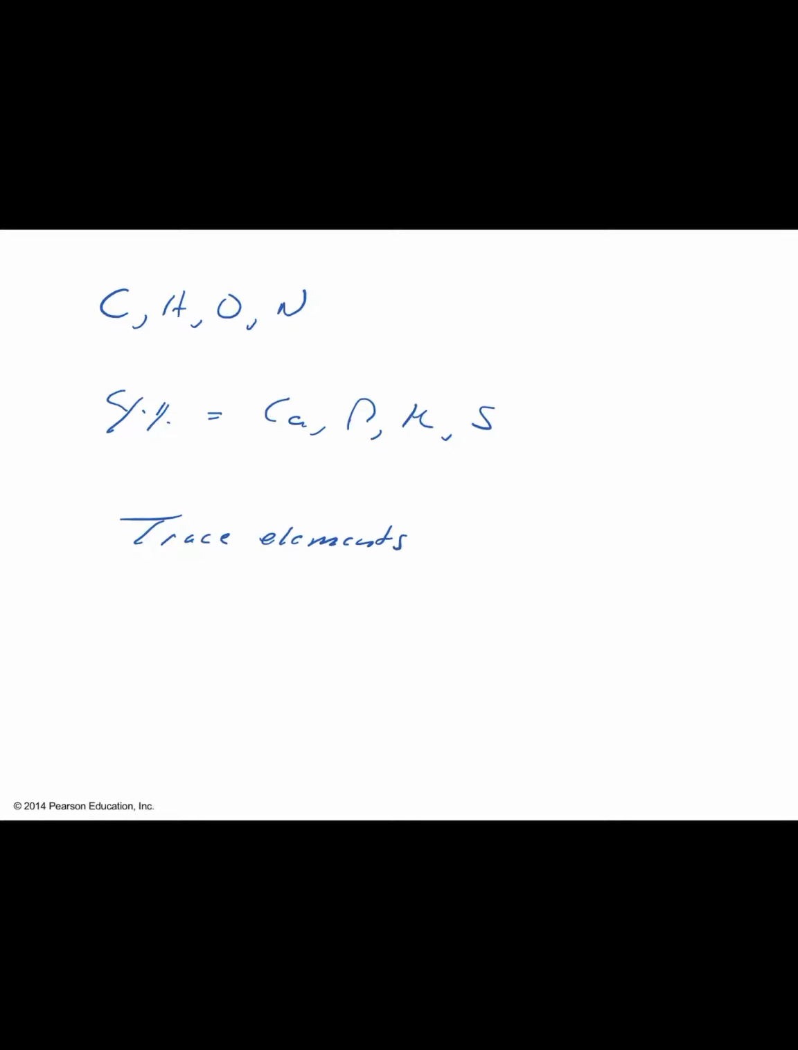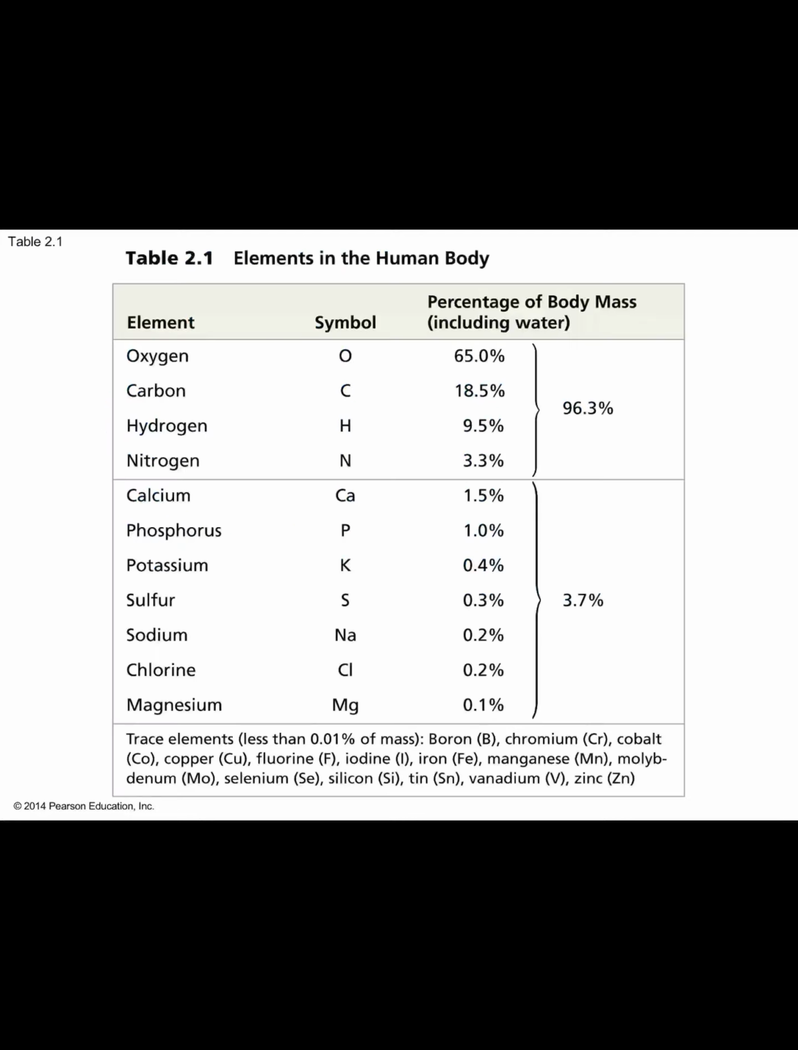They are elements that are present at less than 0.01% of body mass. All right. Okay, so let's take a look at a table that kind of breaks all this down. You can see up here in the top part, we have our CHON elements: carbon, hydrogen, oxygen, nitrogen. There you see the symbols for them and their respective percentages in terms of composition of living matter, but they add up to about 96.3% or thereabouts.